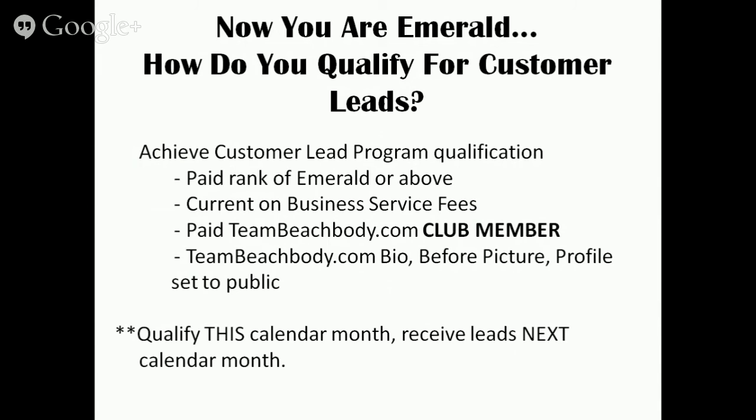And then what this does is, if you have all of those in, like the current month is February, so say you hit all of this in February, that means that your leads happen the following month. So you will have leads for March. So you hit Emerald, you have your business fees paid, you get your club membership, you fill everything out, you will have leads for March if you were to complete this in February.